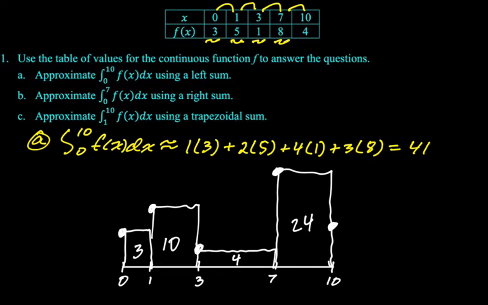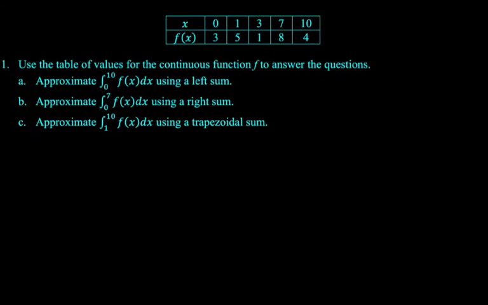But more often than not, you're given the data in a table, so it's also useful to be able to get it by thinking through the table. But, you know, whatever you want to do. All right, new part. We're going to go from 0 to 7, using a right sum. So 0 to 7 using a right sum.